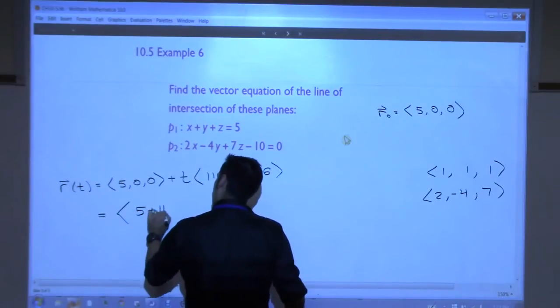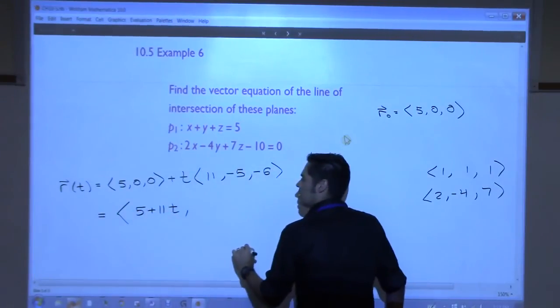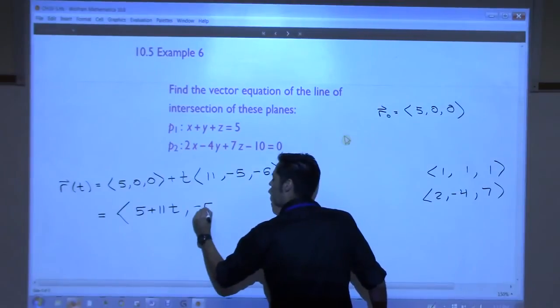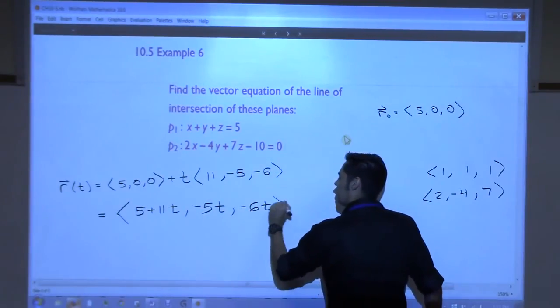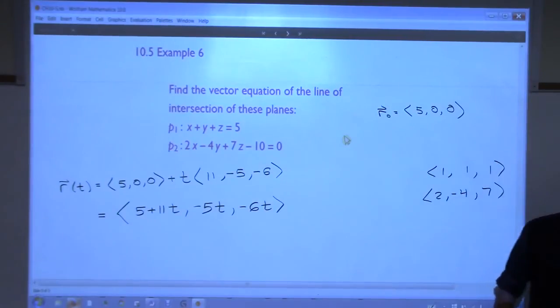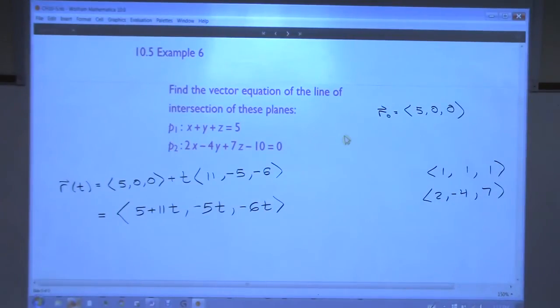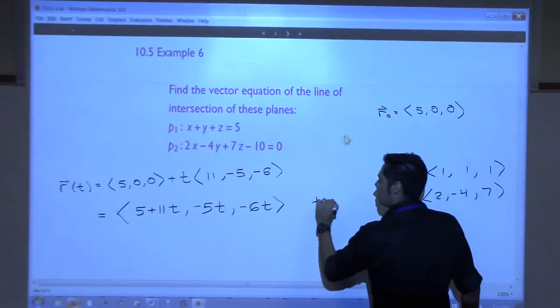5 plus 11t. Negative 5t. Negative 6t. Anything else I should write here? T is an element of all real numbers.